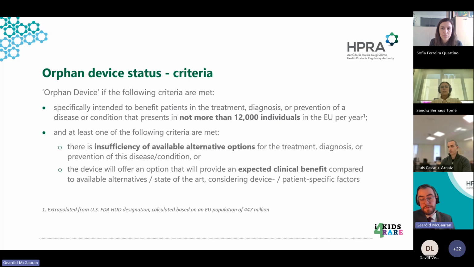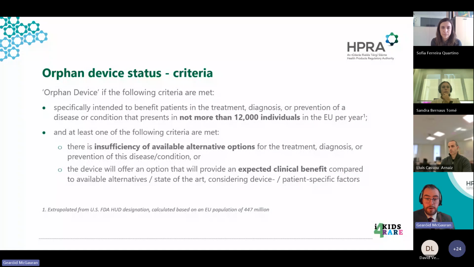Now, this figure of 12,000 is based on the US FDA's humanitarian use device designation, which is quite similar to the orphan device concept in the EU. And so that figure from the US system is extrapolated to the EU population, which equates to not more than 12,000 individuals.